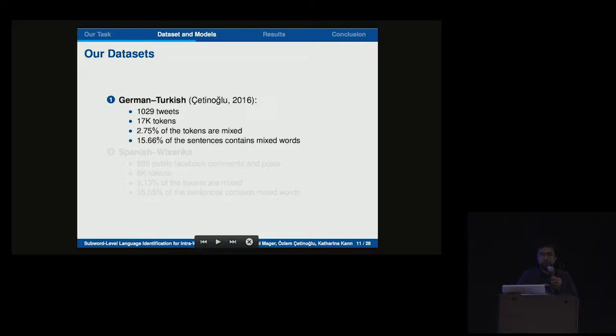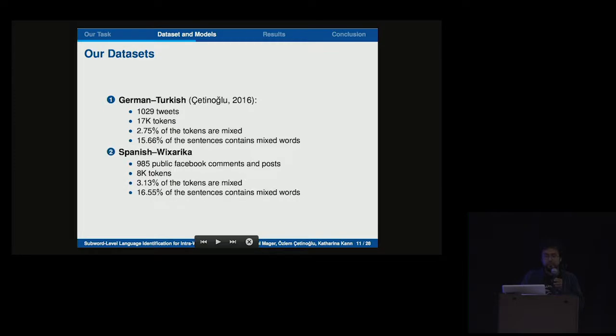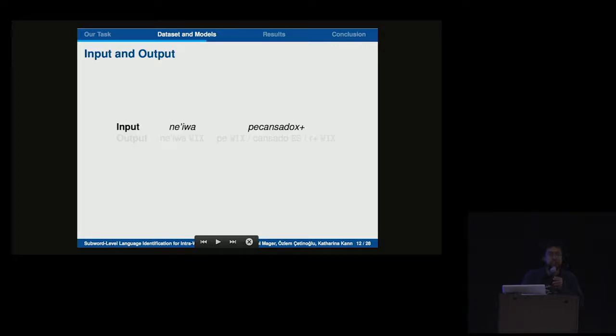So first, let's talk about our datasets. For the Turkish German dataset, we use one that is composed of 1,000 tweets, and 2.7% of the tokens are mixed. That means that 15% of the sentences actually contain mixed words. And in the Spanish Wixarika dataset, it's a little bit higher, with 3%, and 16% of the sentences are also mixed. So that means that these kinds of words are really important for those kinds of languages.